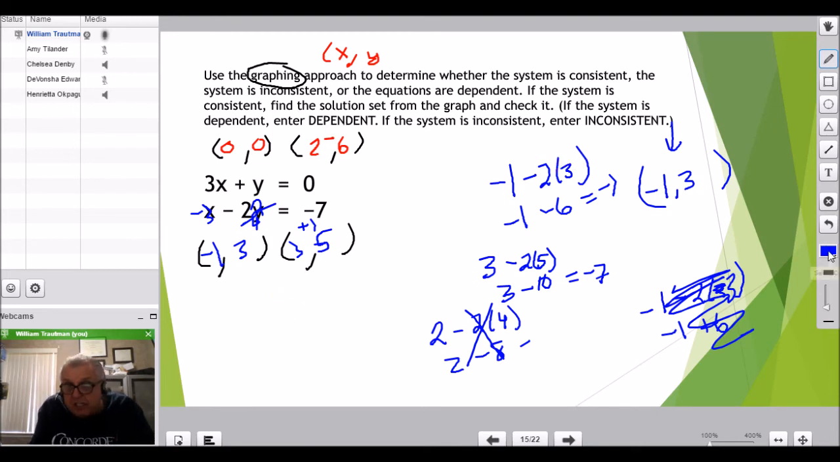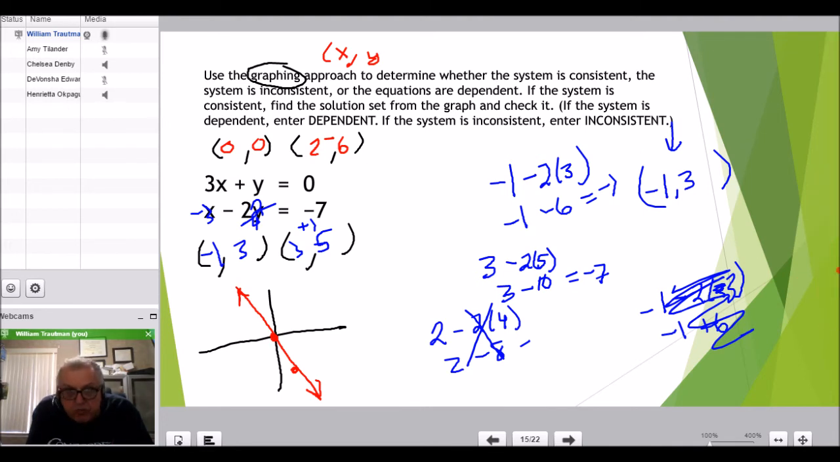So now I'm going to graph these. If I have a little room left, I'm going to graph them. Here's my graph paper. I'm going to graph the top one in red, 0, 0, and 2, -6 is down here. So there's the first line. Then the second equation I'm going to graph in blue. -1, 3 is somewhere around there, I guess. I don't know. It'd be better on graph paper. And then 3 and 5. 1, 2, 3, and 5 is somewhere around there.